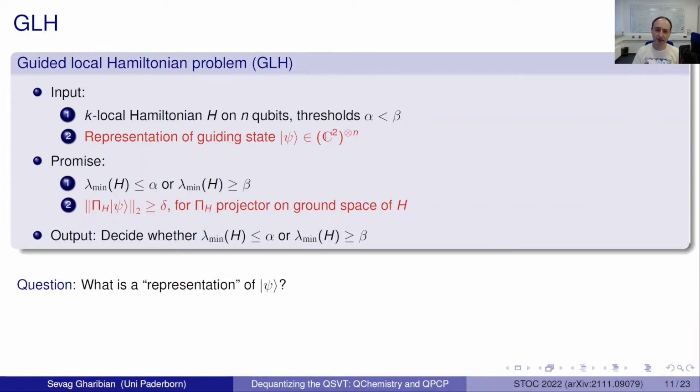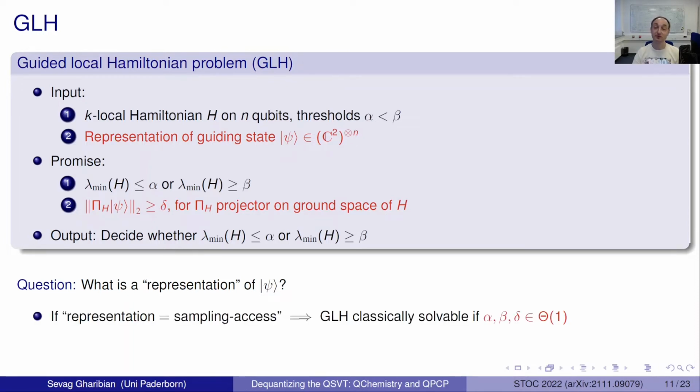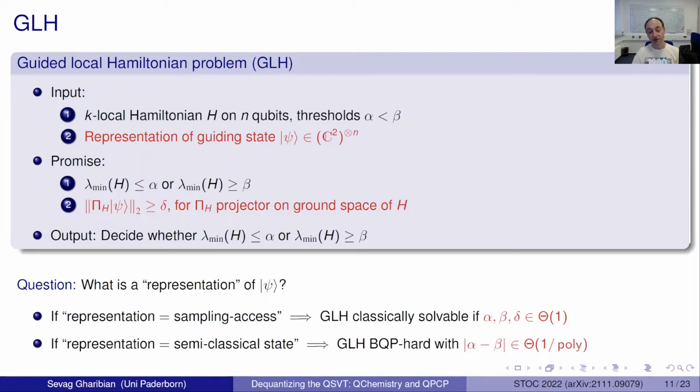Now we need to be very clear as TCS people, right? What exactly do we mean by a representation of psi? Because we cannot hope to write a general psi down with a polynomial number of classical bits. So in this work, we'll use two representations. The first is so-called sampling access. And here we'll show that GLH is classically solvable if you only demand constant precision, given access to a guiding state of this form. And on the flip side, if we return to GLH to within that 1 over poly precision that chemists care about, we show that if the representation is a so-called semi-classical state, then this problem becomes BQP-hard. So this is everything I'll say about defining GLH.